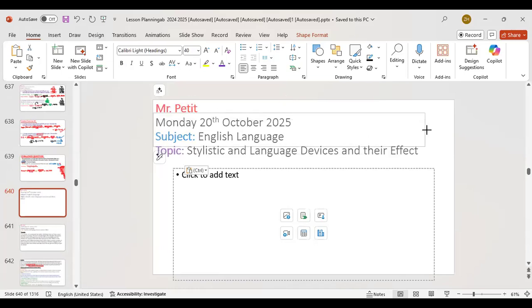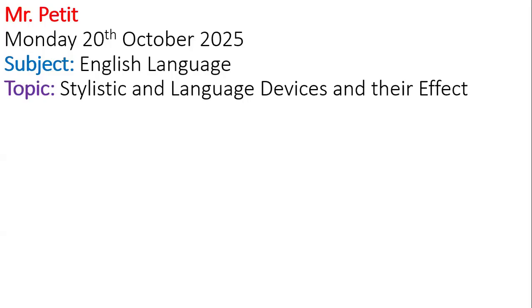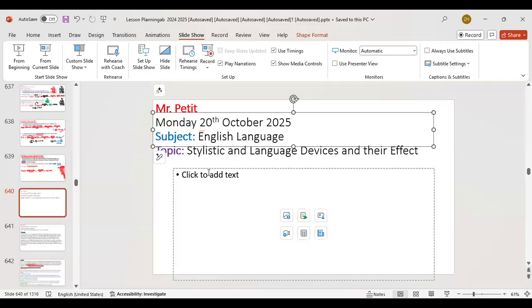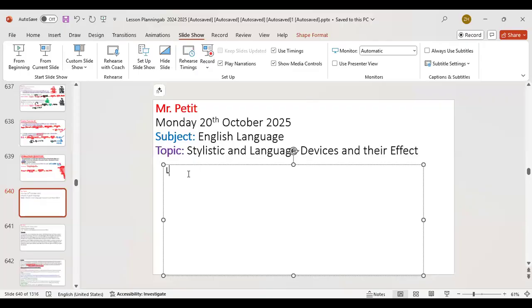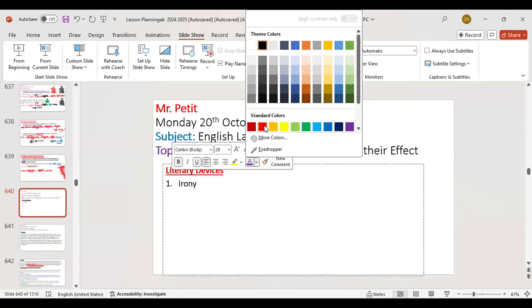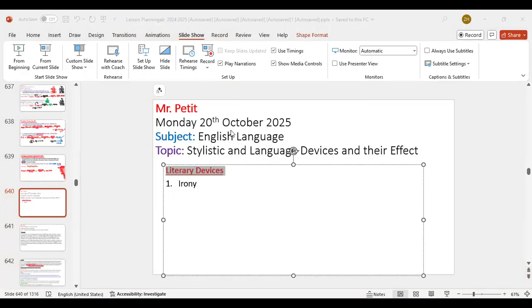Now, when we say devices, obviously we're talking about literary devices. So what are some literary devices that you know? Write this down for me, please. Contrast, comparison, irony. Let's go with irony. What else? Dialogue. That would be a literary device. Tone, mood.